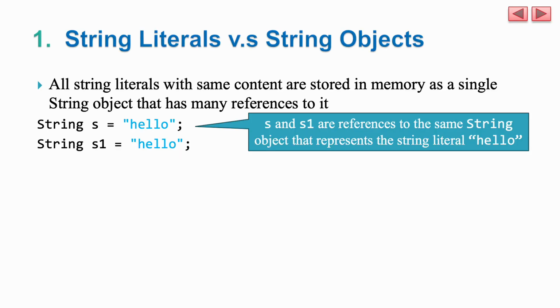To conserve memory, Java treats all string literals with the same contents as a single string object that has many references to it. For example, suppose you declare 2 string variables s and s1 and assign each of them the string literal hello, as in these 2 statements. Then both s and s1 are references to the same string object in memory that represents the string literal hello.